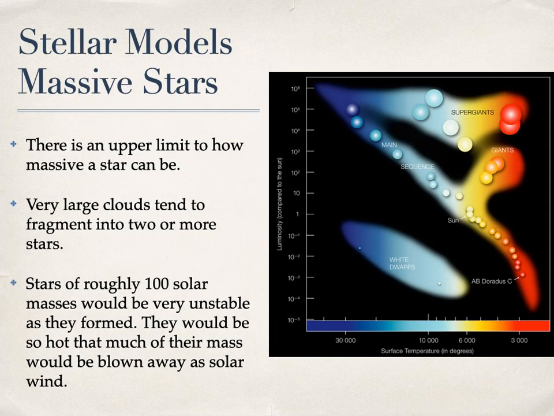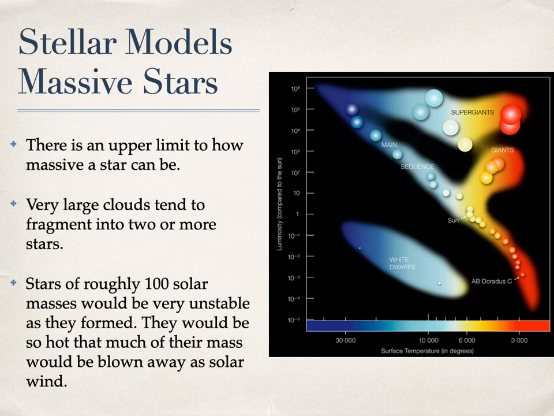Is there an upper limit to how big a star can be? How massive a star can be? Yes, absolutely there's an upper limit, and there are some reasons for that. First of all, really big clouds of gas and dust out in space, as they're collapsing, start to rotate and they tend to fragment. They might fragment into 2 or more stars before they actually come together.